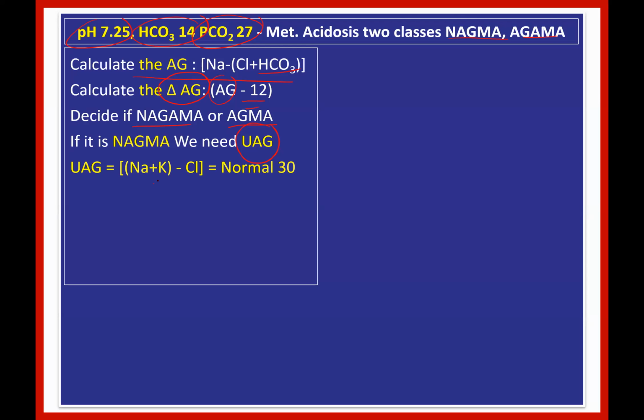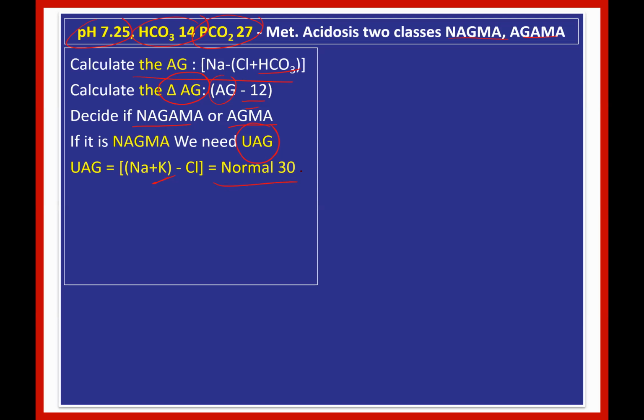But then why did we add potassium here? Potassium can be a significant contribution to the urine, unlike in the plasma where it is only 4 units. So we have to add potassium. Sodium plus potassium minus chloride, normally this should be around 30.